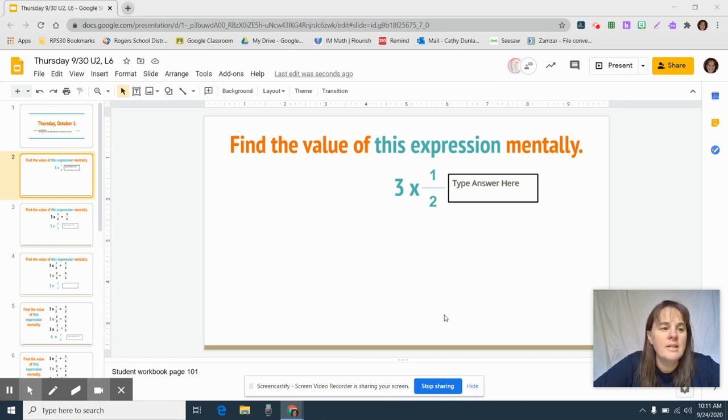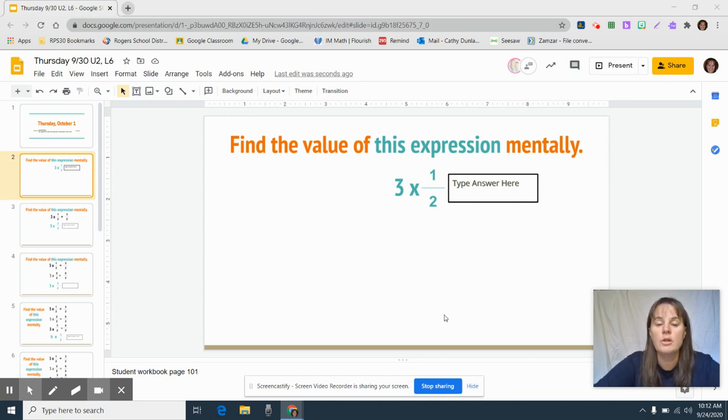Good morning, everyone. It is Thursday, October 1st, and we are in Unit 2 of our math program, and this is Lesson 6. We are going to talk about the connection between multiplication and division and how those two things work together. Remember, math is a language. Multiplication and division go together. One is the inverse, or the opposite, of the other. Sometimes I can use multiplication to solve a division problem, or division to solve a multiplication problem.